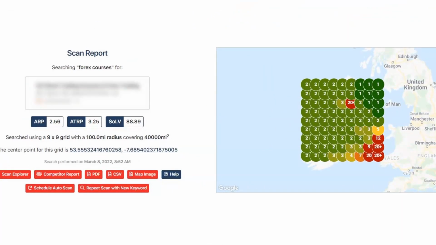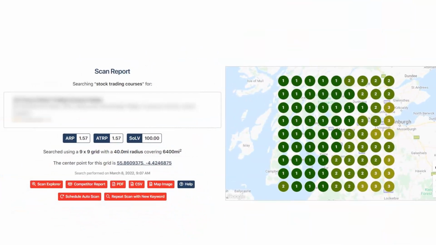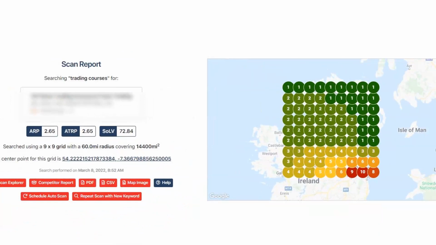Okay, this result here, guys, underneath that big clump of green is a country called Ireland, and you can't see it because we're ranking over the entire country, okay? 40,000 square miles for the term Forex courses. Okay, and once again, we're back in Glasgow, and this is ranking over 6,400 square miles for the term stock trading courses. It would actually be ranking further than that, but there's no point in doing the grid further because that stretches pretty much from east to west.